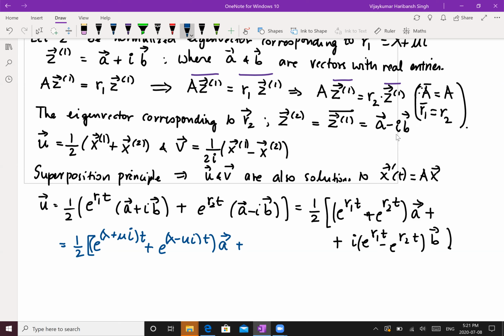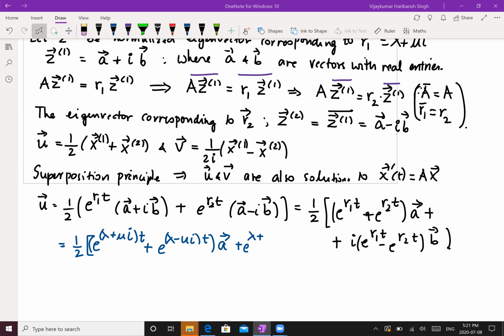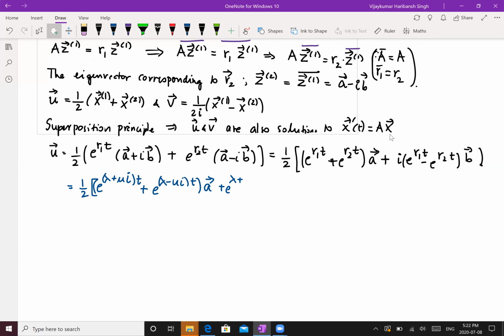plus e to the power (lambda plus mu i) t, minus e to the power (lambda minus mu i) t times vector B.